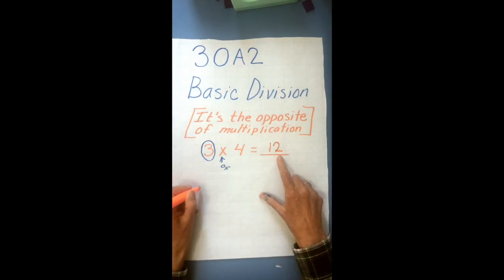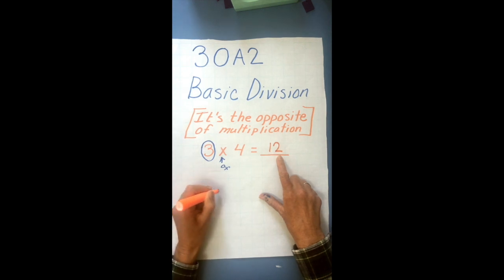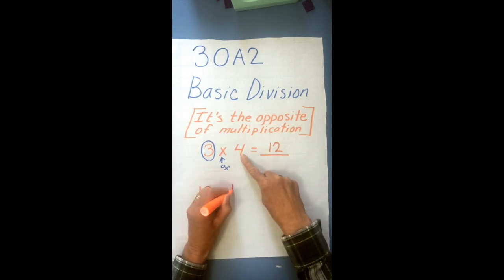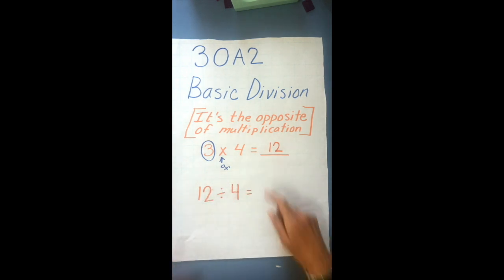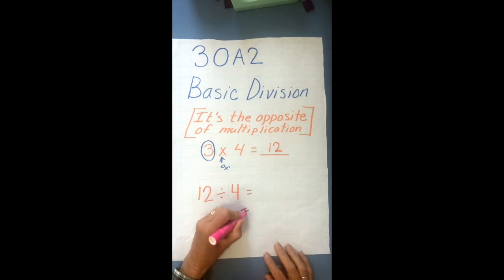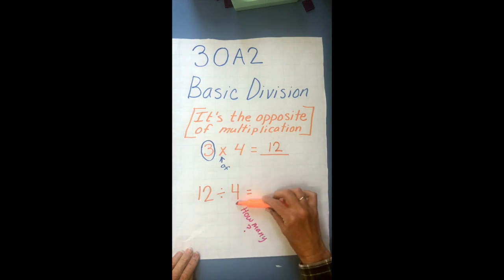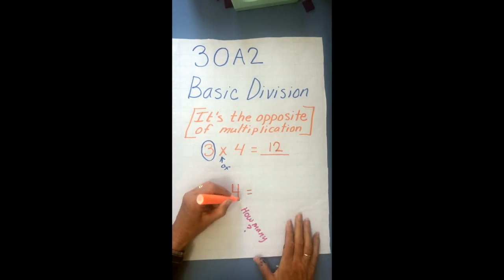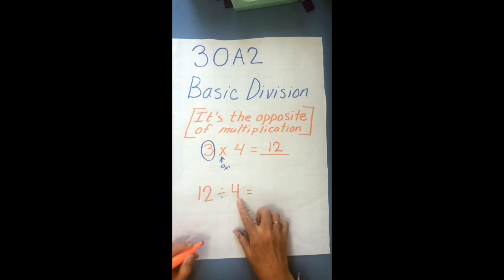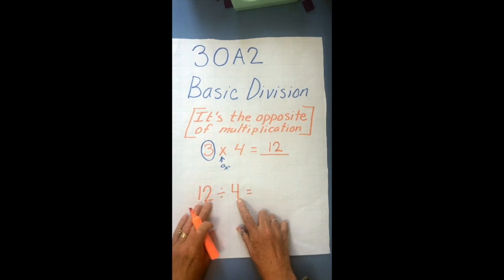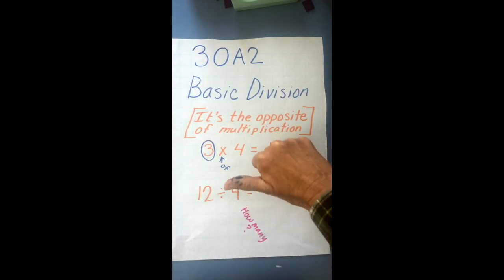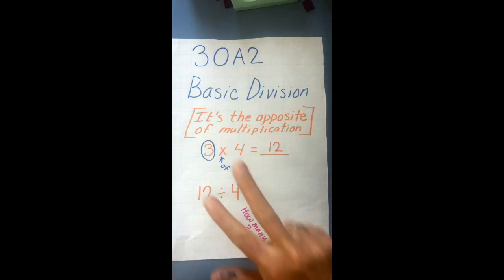So I'm going to write the 12, and then the division sign, and then the 4. And now to solve this one, we always ask the question, how many with division? So I ask, how many 4s are in 12? I'm going to use my skip counting song for 4s to see how many fingers would go into 12. Ready, go. 4, 8, 12. Oh, there's 3 fingers.